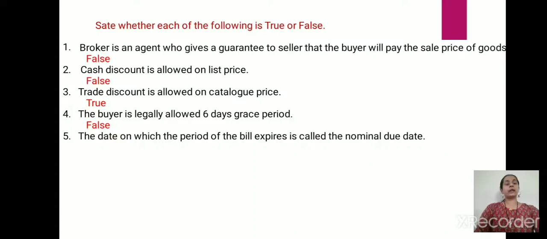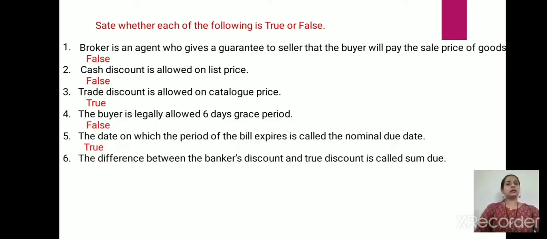Next, the date on which the period of the bill expires is called the nominal due date. In the fill in the blanks also we saw it. Yes, it is true. Next, the difference between banker's discount and true discount is called sum due. Is it true? What we saw? It is called banker's gain.